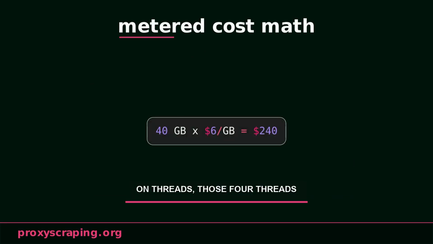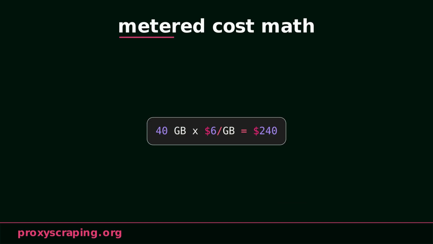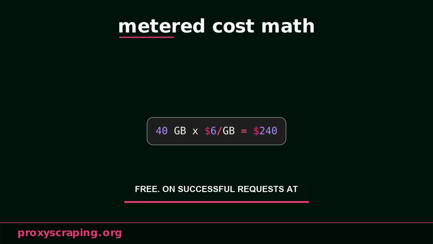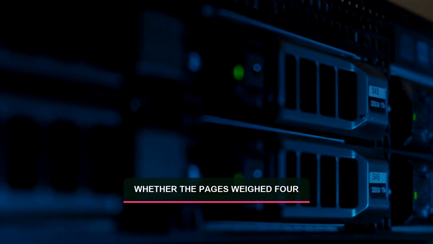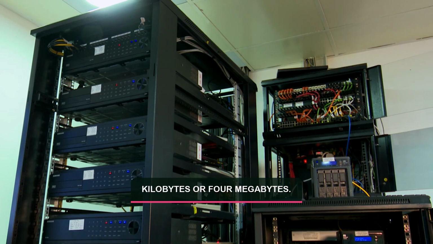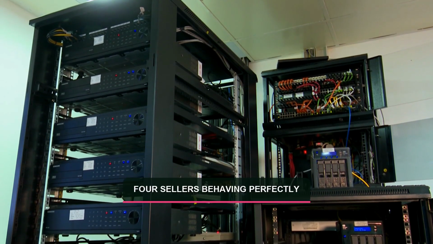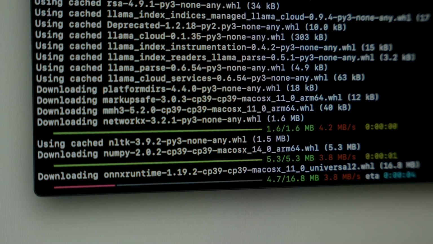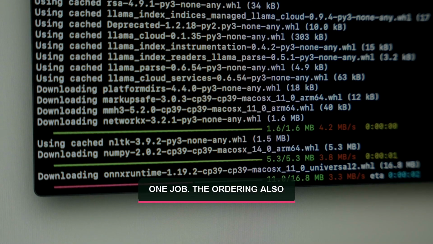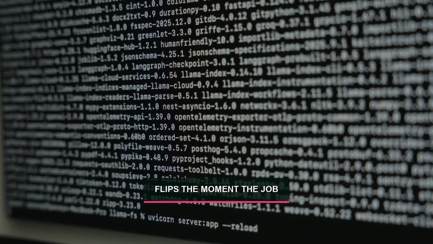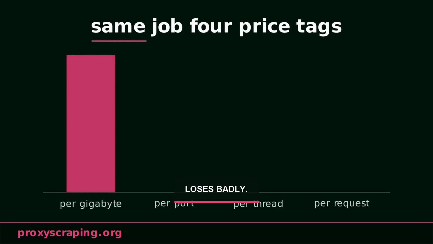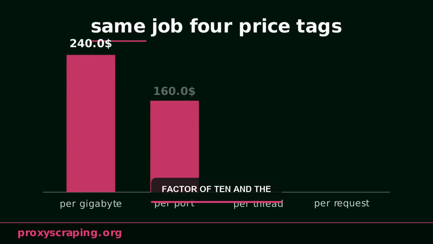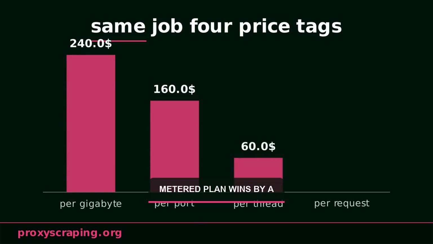On threads, those 4 threads might run you $60, and again the traffic is free. On successful request, at $1 per thousand, $100. And it stays $100 whether the pages weighed 400 kilobytes or 4 megabytes. 4 sellers behaving perfectly reasonably. 4 answers. 1 job. The ordering also flips the moment the job changes shape. Make the pages heavier and the metered plan loses badly. Drop the volume by a factor of 10 and the metered plan wins by a mile.